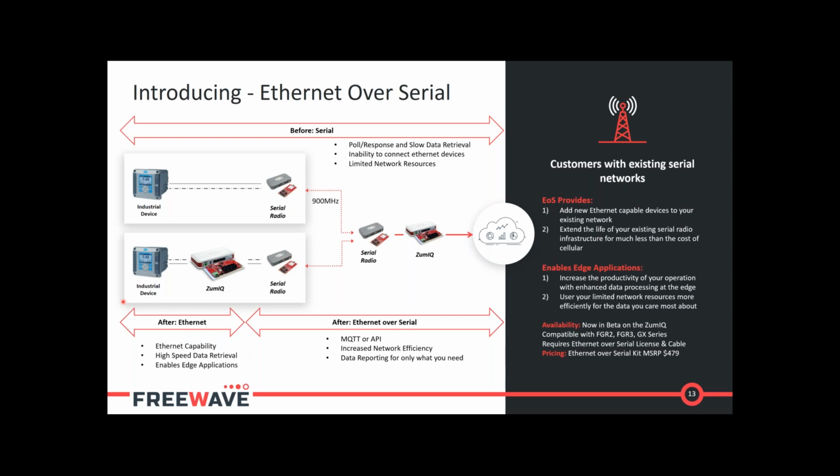So in terms of availability, again, now in beta, this is a feature on the Zum IQ only. It's compatible with the FGR2, FGR3, and the GX series from FreeWave, and it requires both an Ethernet over serial license and a cable to connect to the radio. So these are sold as a kit for US $479. And so just our next slide here, we're going to cover a little bit more in what's required to make this work.